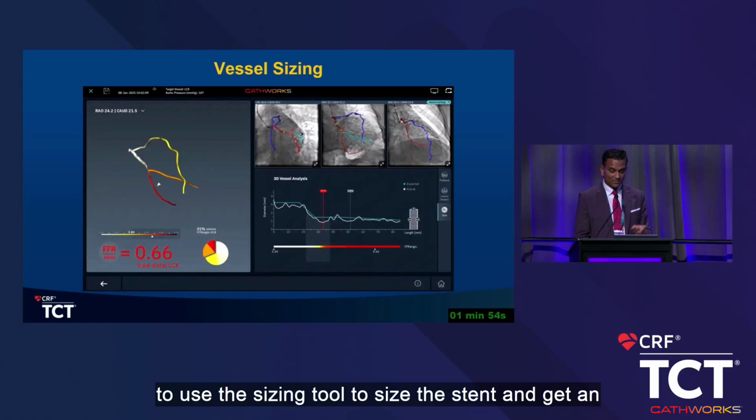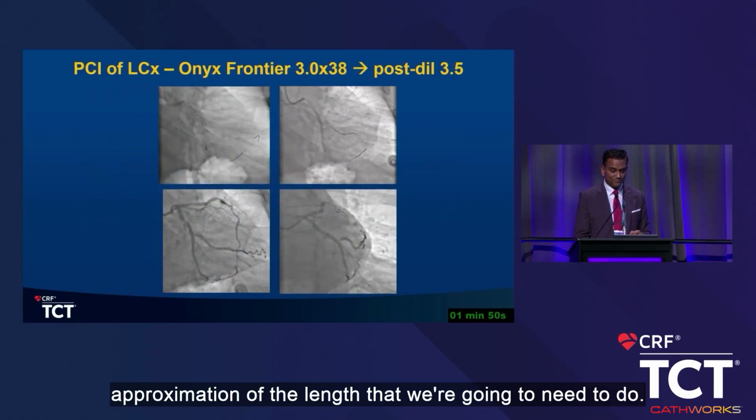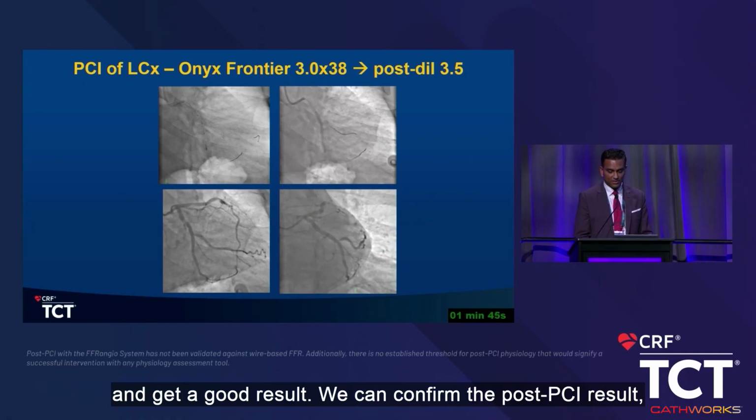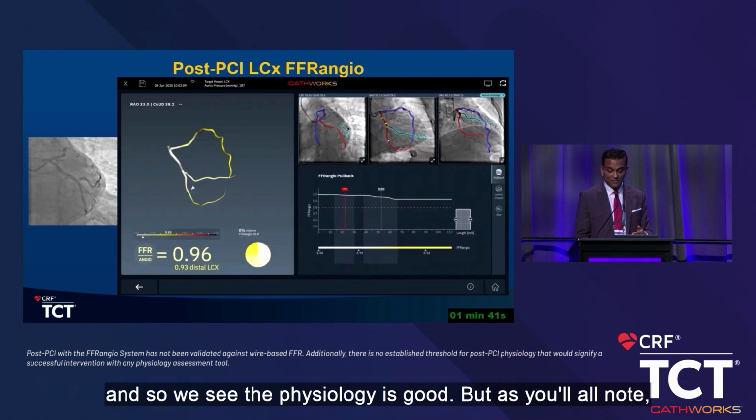We're able to use the sizing tool to size the stent and get an approximation of the length that we're going to need. And then complete our intervention with IVUS guidance and get a good result. We can confirm the post-PCI result, and so we see the physiology is good.